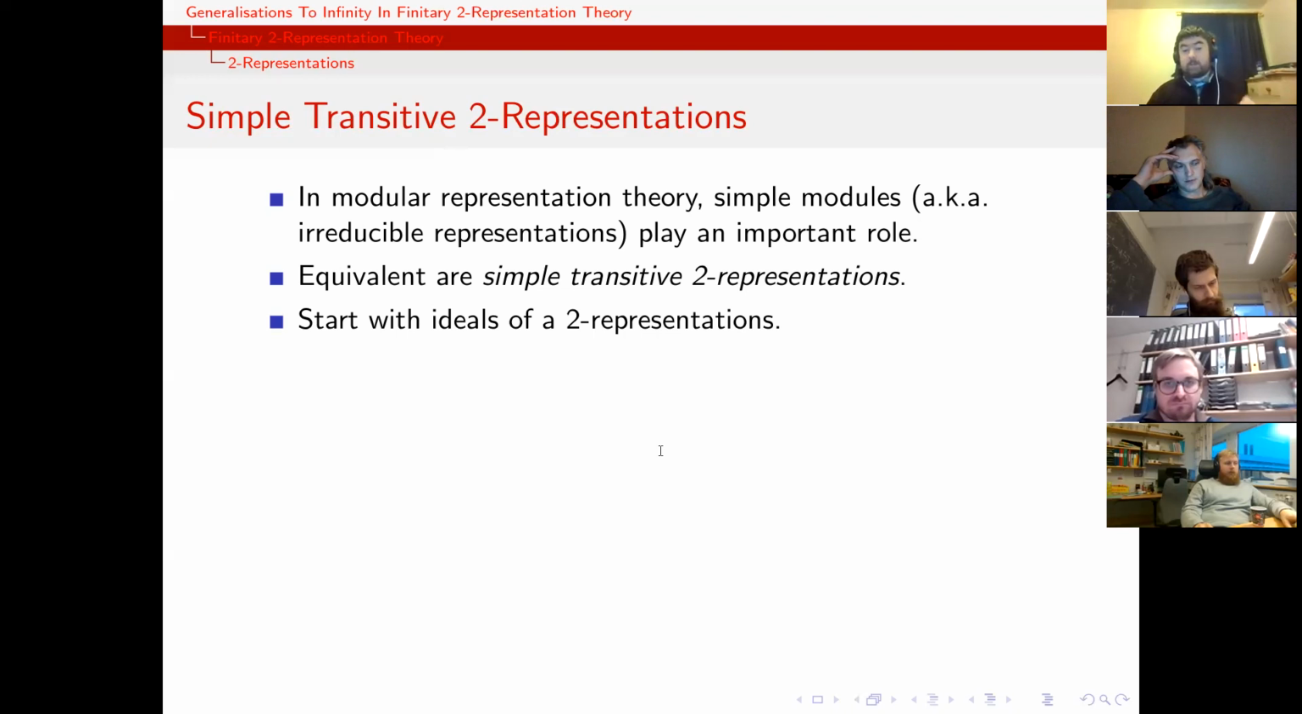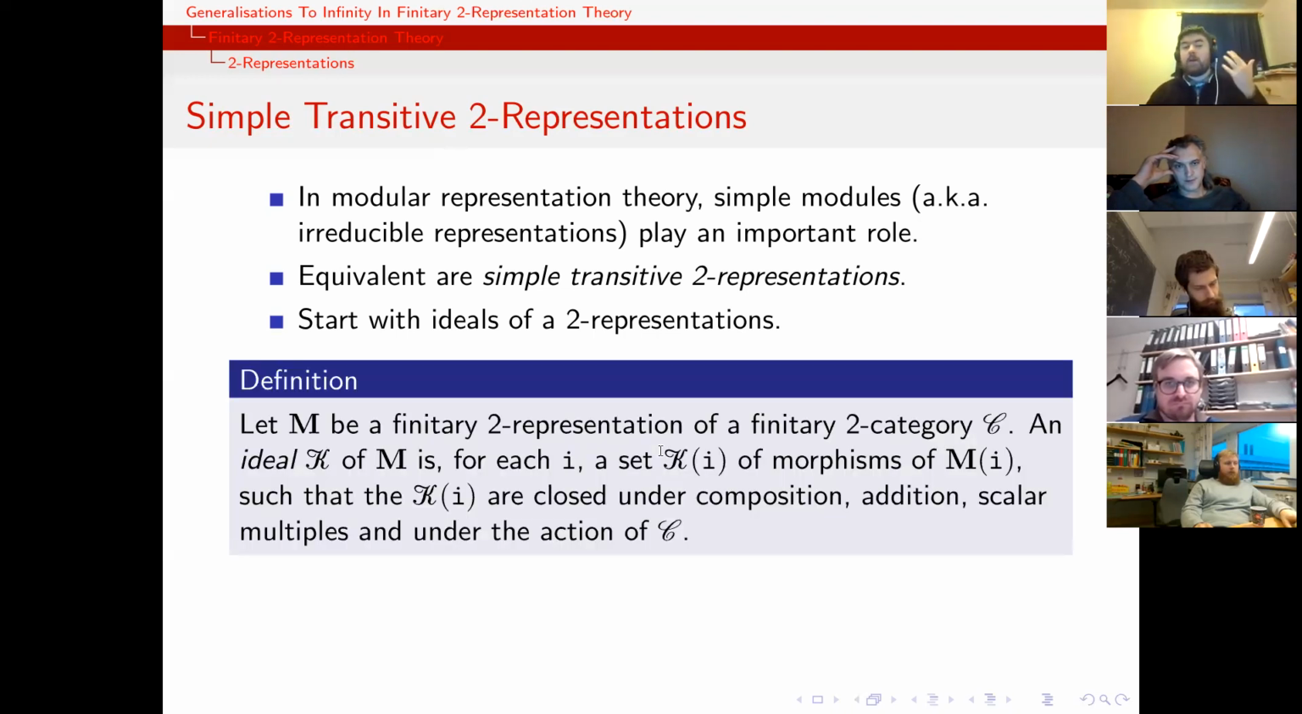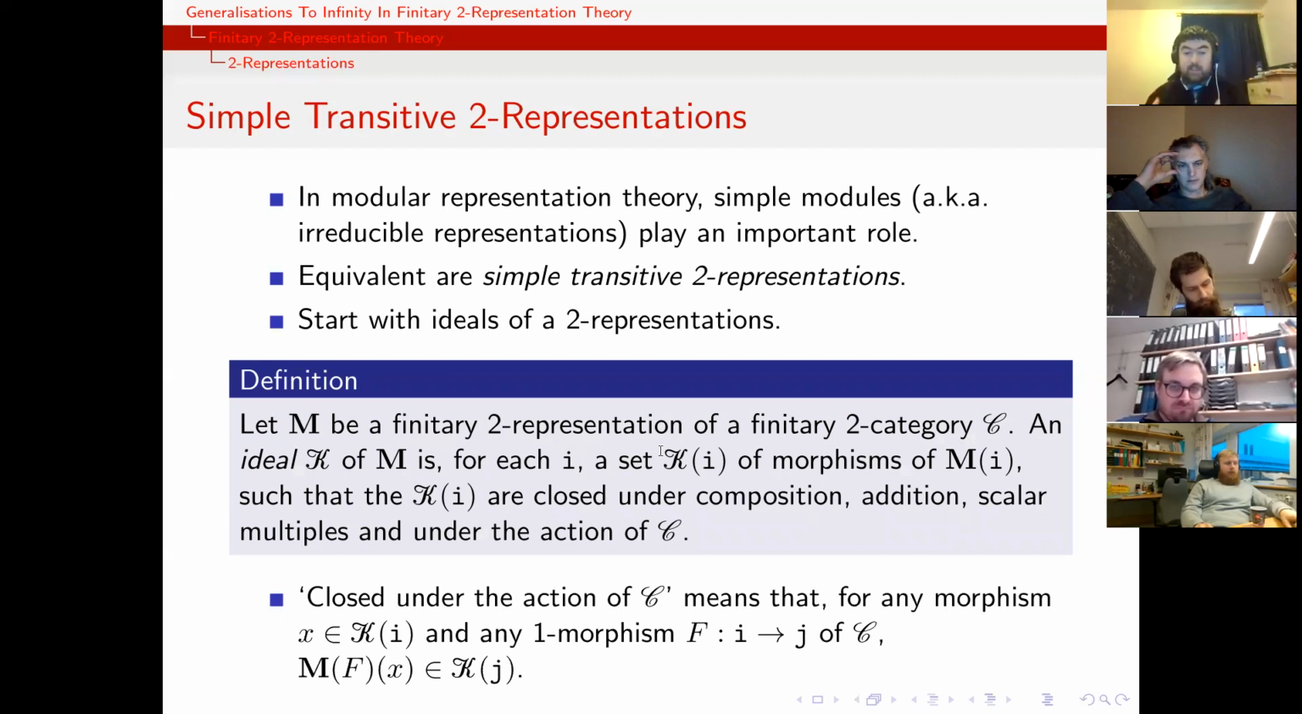So let's start with the concept of ideals of two-representations. We take some finitary two-representation of a finitary two-category. An ideal K of it gives, for each object i in our two-category, a set K of i of morphisms in M of i, which are closed under composition, addition, scalar multiples, and under the action of C. That's composition with any morphism and addition within K i. So that's the standard construction you'd expect of an ideal. In particular, when I say closed under the action of C, this means if you take some morphism X in the ideal and a one-morphism F of C that goes from the right object, then the image of X under M of F remains inside the ideal.